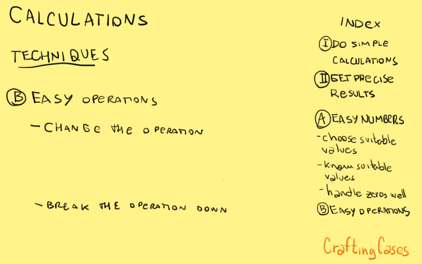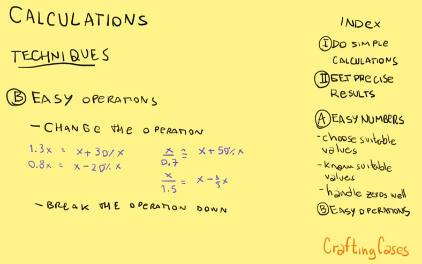The second bucket is called easy operations. To make your operations easier, you can either change your operation or break your operation down. Let's start with changing your operation. The most common way of changing your operation is changing from divisions or multiplications to percentages. One could, for example, instead of multiplying a number by 1.3, add 30% to it. Instead of multiplying by 0.8, subtract 20%.